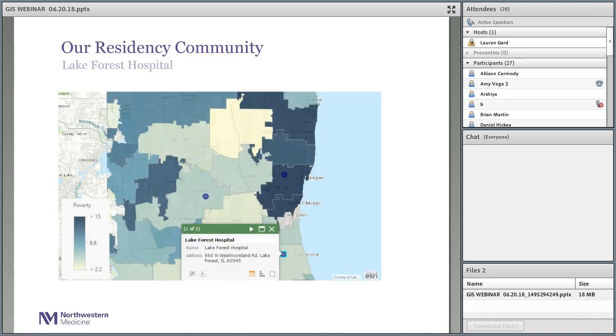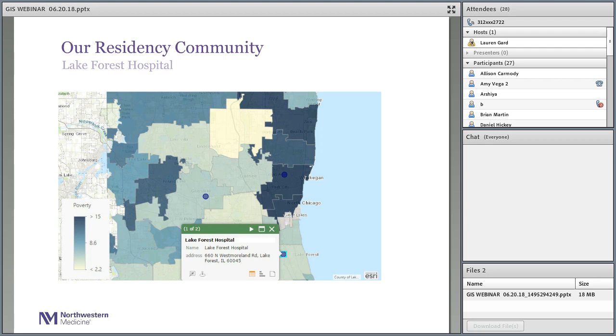A little bit first about our residency community. The Northwestern Family Medicine Residency Program at Lake Forest Hospital is a mouthful. We serve the Lake County community, which is about 30 to 45 minutes north of Chicago. It is an extremely socioeconomically diverse county. In fact, it's one of the most socioeconomically diverse counties in the country.